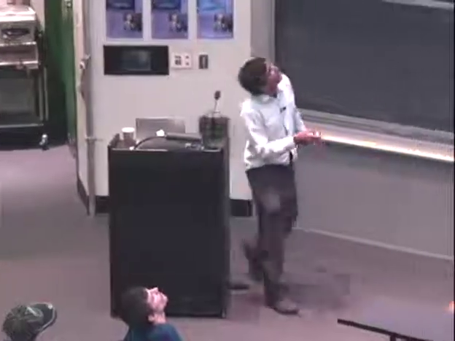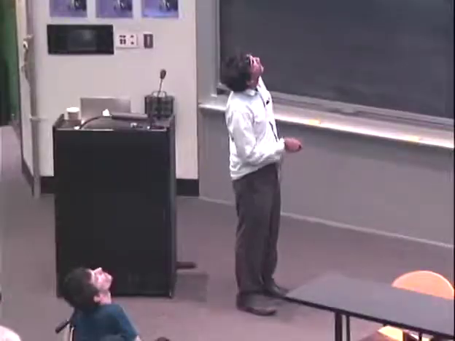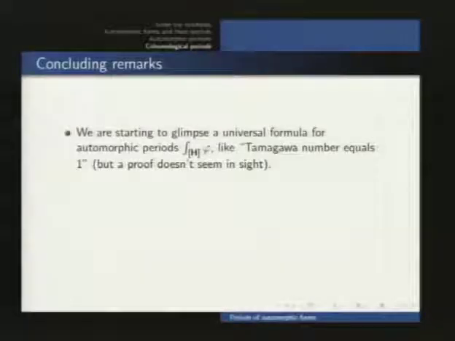All right, so that's all I have to say. Let me just summarize the main points of the talk. As far as automorphic periods, I think we're within sight of, not there yet, but within sight of a sort of universal formula which should be comparably clean to Tamagawa number equals 1. Probably not as short as Tamagawa number equals 1. But a proof really doesn't seem in sight.